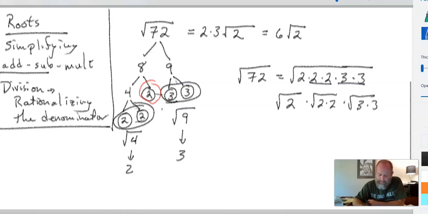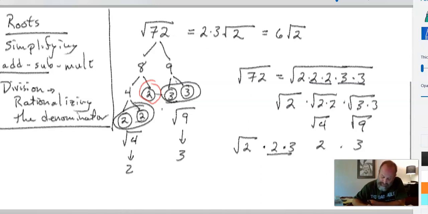The square root of 2 can't be simplified, but this is the square root of 4, and this is the square root of 9. Square root of 4 is 2, the square root of 9 is 3. And so this is the square root of 2 times 2 times 3. So this is where your 6 comes from, and then your root 2 is the one you can't simplify. So that's actually what's going on there. It's sufficient for you to just be able to use the factor tree as you go. So basically whatever gets you the right answer, as long as it's not cheating, use it. Okay, so that's our first example here.